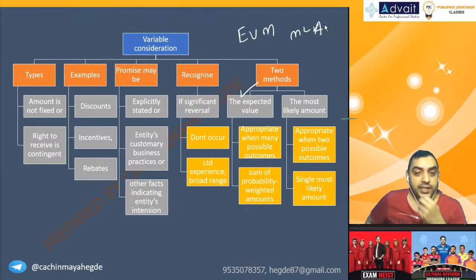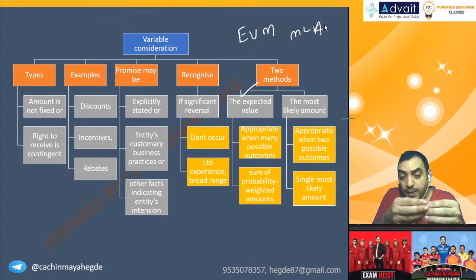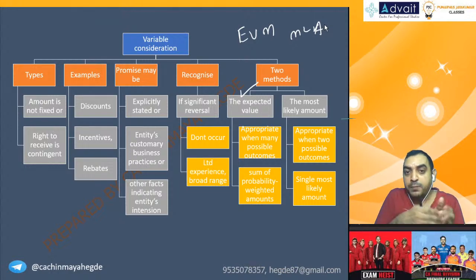Most likely amount means only two possibilities, either you get or you don't get, binomial kind of thing. So whether I get the bonus or I don't get the bonus. In such a case, don't use the probability approach, take whichever has the higher probability. So expected value means multiple things are there and you multiply by probability and take an average. And most likely amount means only two possibilities should be there. Among the two possibilities, whichever has the higher probability, that amount you take fully. No question of multiplying by probability.